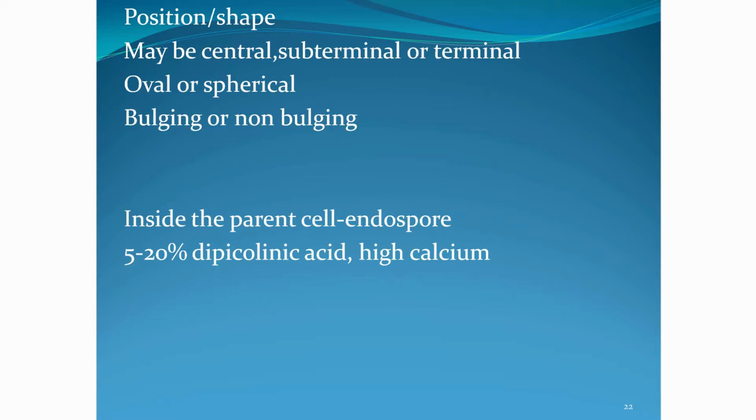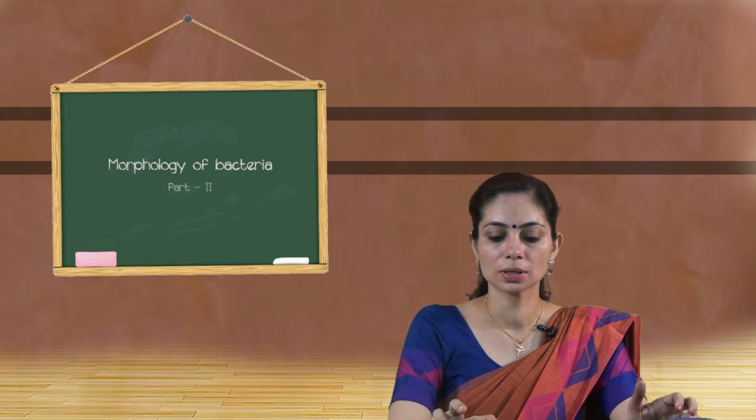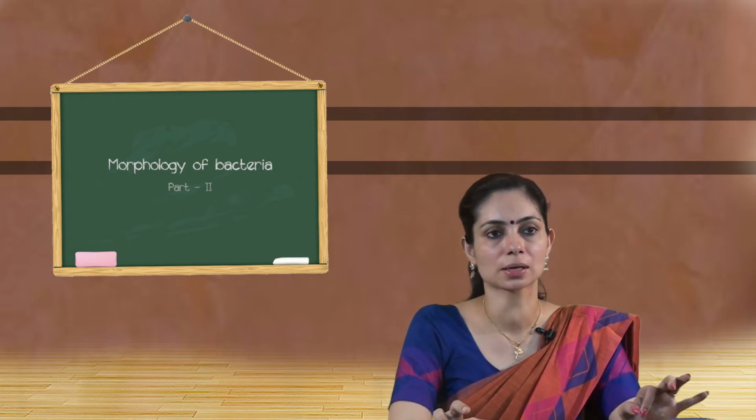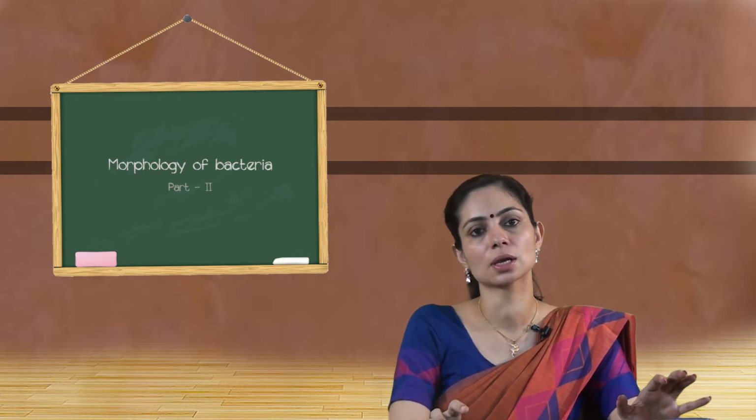For bulging spores, the diameter of the spore will be greater than the diameter of the organism. For non-bulging spores, the diameter is equal to or lesser than the bacterial diameter. Now, if the spore is present inside the bacterial cell, the parent cell, it is known as an endospore.